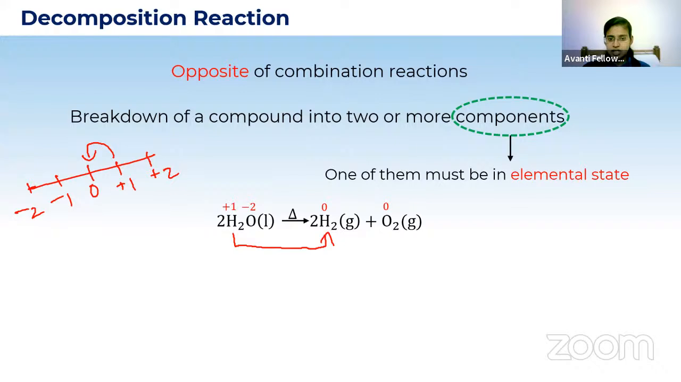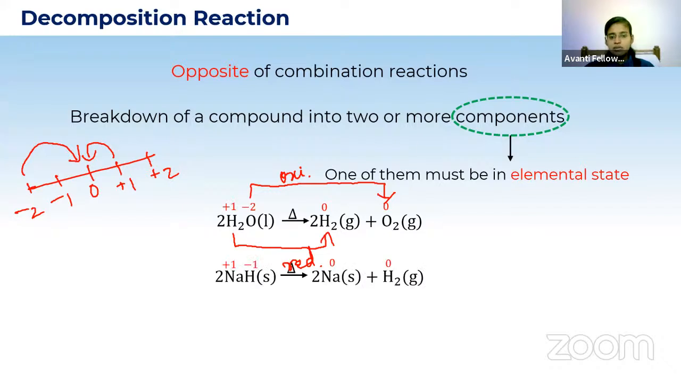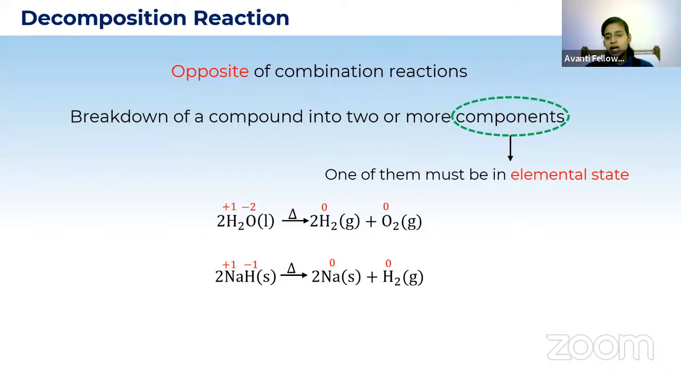It is reduction. So what about this one? Oxygen is moving from minus 2 to 0. So it is moving towards the right side. So it is oxidation. Clear? So it is an example of a redox reaction. Got it? So now let's go for one more example where sodium hydride on heating gives sodium and hydrogen.